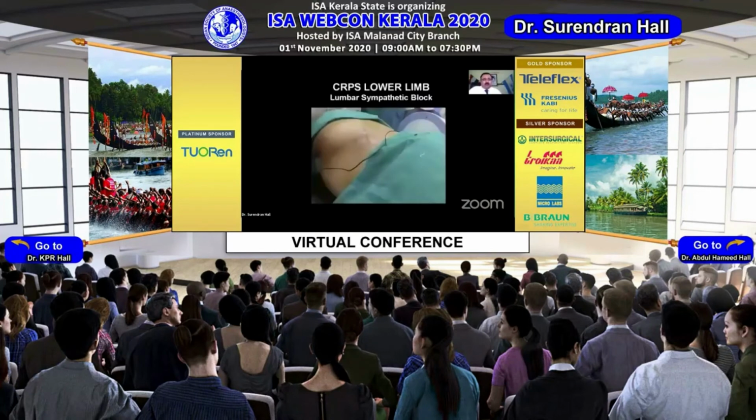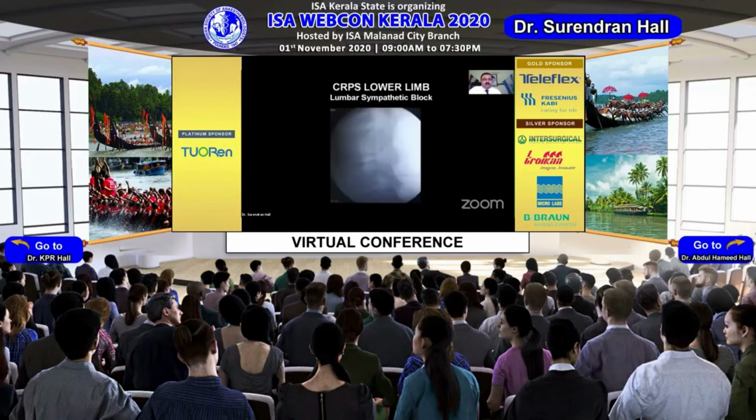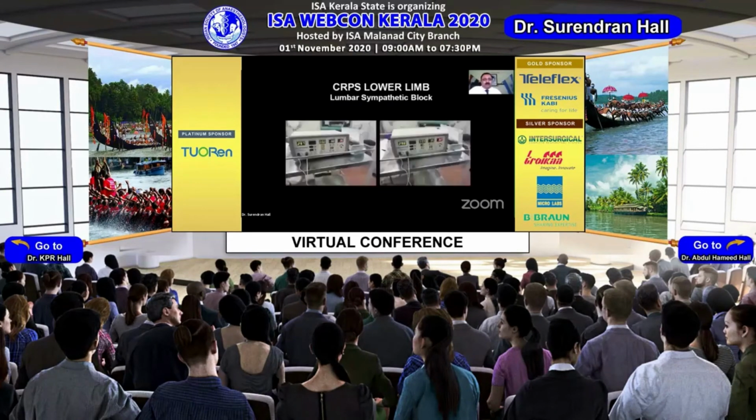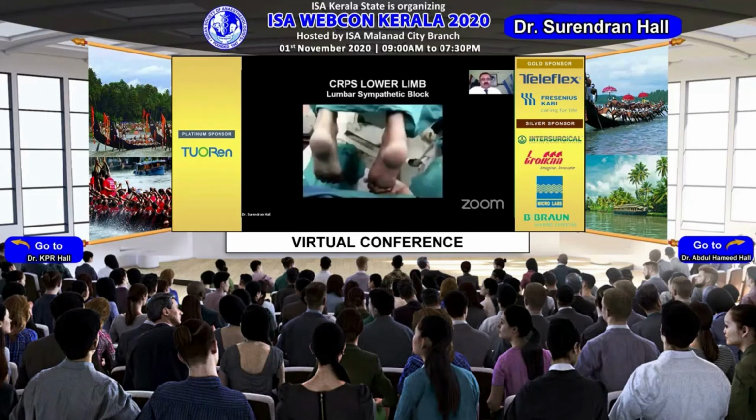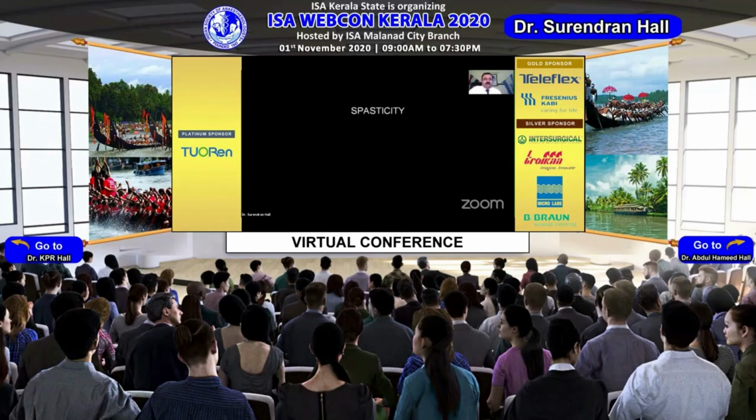If it is affecting the lower limb, then we can go for the lumbar sympathetic block, initially diagnostic, followed by radiofrequency lesioning under fluoroscopic guidance. And then you can see the change of color of the affected limb also. Temperature increases, blood flow increases, and so color also becomes slightly reddish.